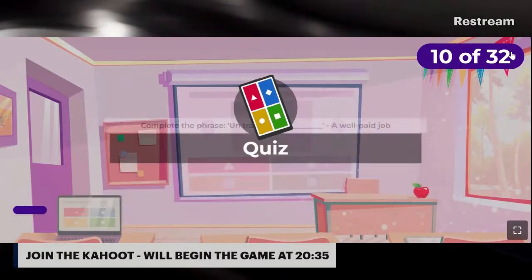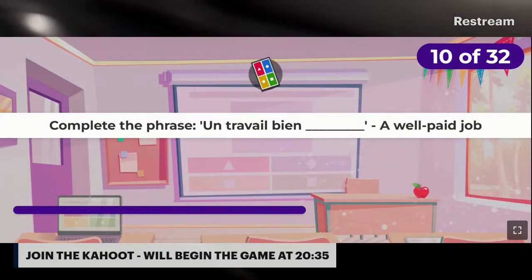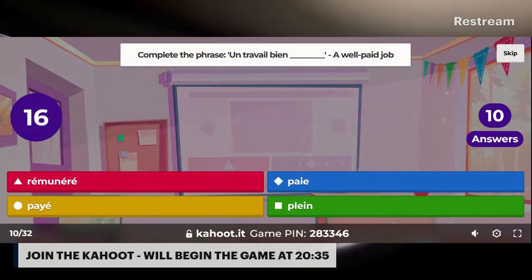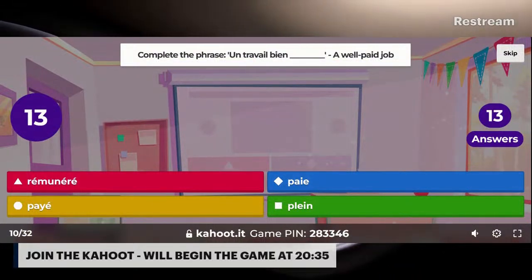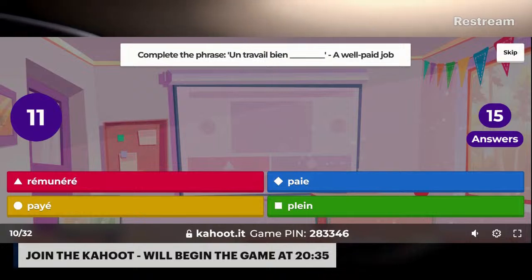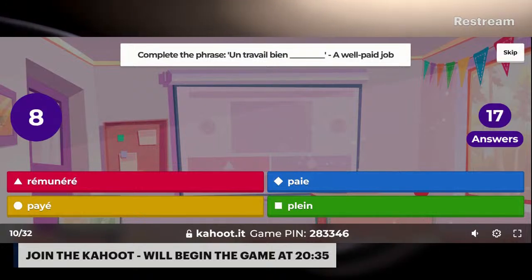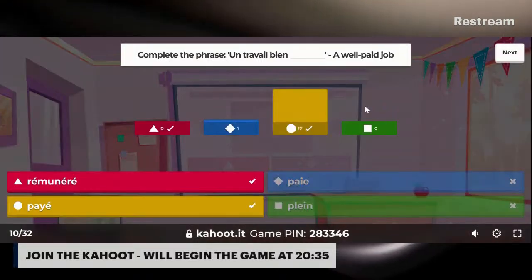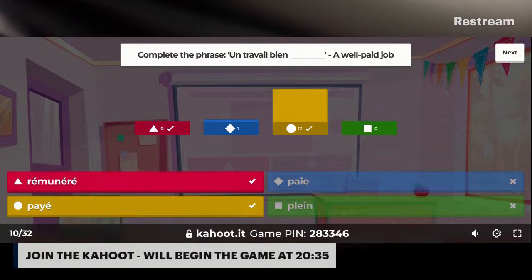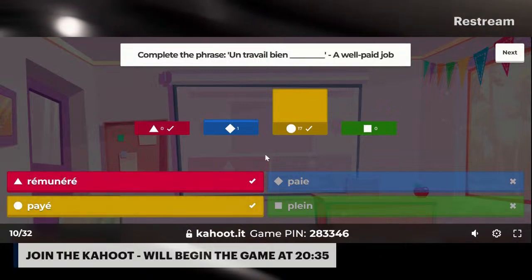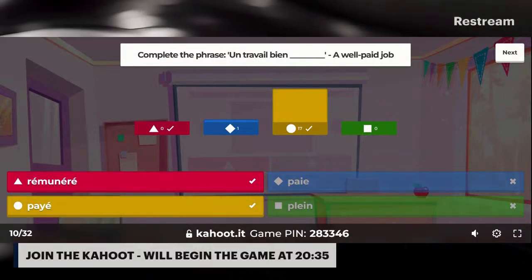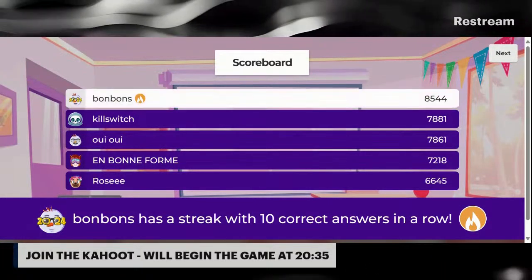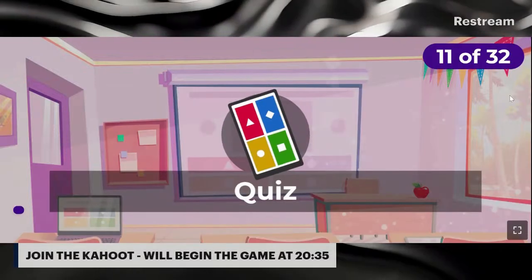Okay. Moving on. Complete the phrase. Un travail bien, something. A well-paid job. Is it rémunère, paye, paye with a Y, or plan? Seems that people know this one. It is paye or rémunère. Either one would do. The other two are incorrect. Well done to Important and Carlene in the chat and everybody else playing along.